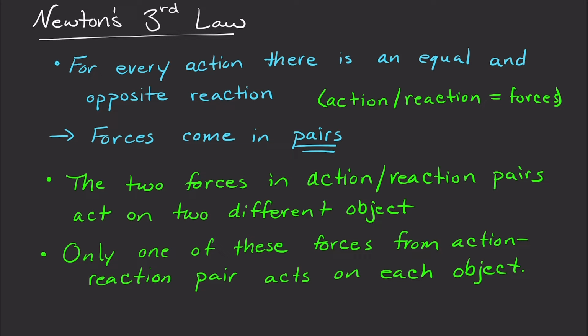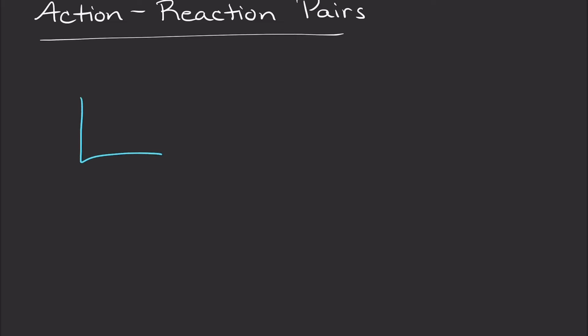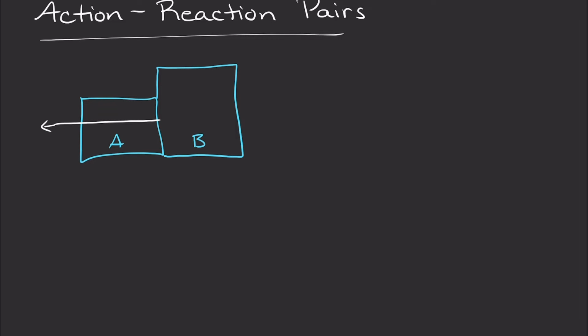So let's take a look at these action-reaction pairs. Let's say we have two objects: a box A touching a box B, and they're exerting forces on each other, so they're pushing on each other. Where B meets A and is pushing to the left, we'll call this the force from B acting on A. And if there's a force from B on A, that means forces occur in pairs, so A must be exerting a force on B. So this is the force F A on B.